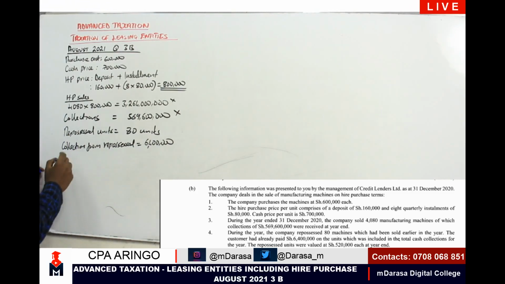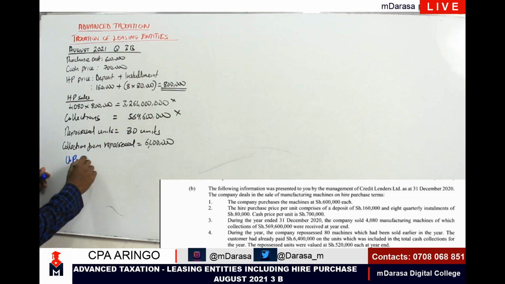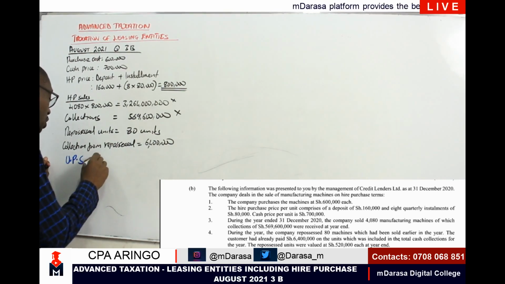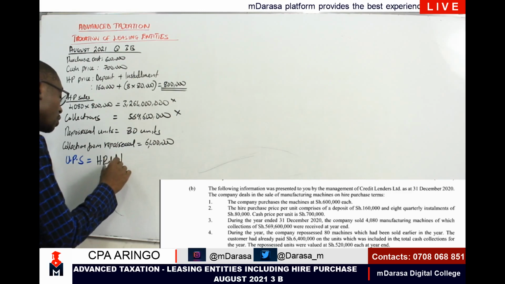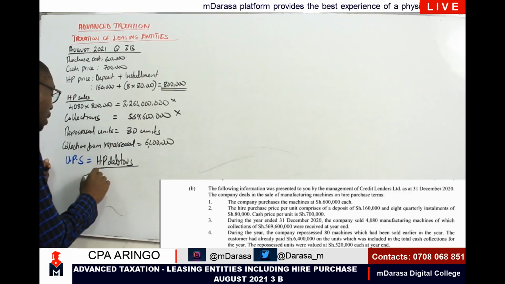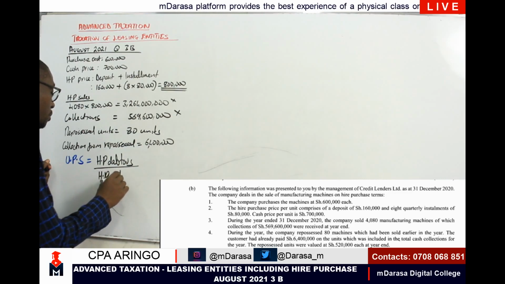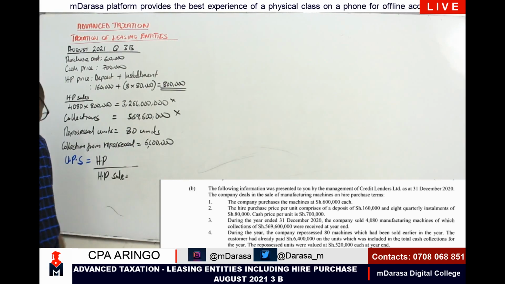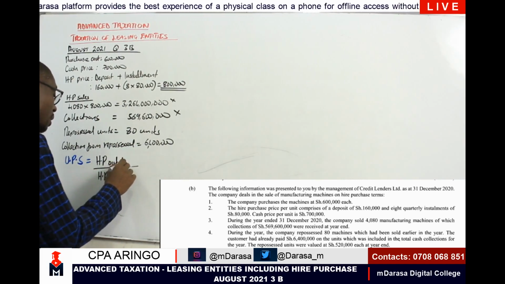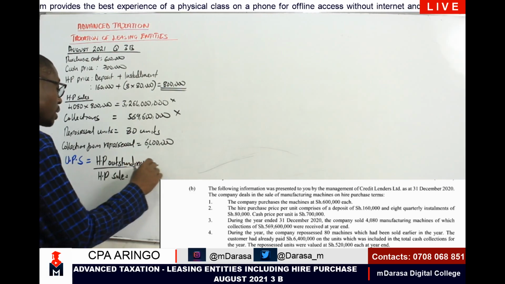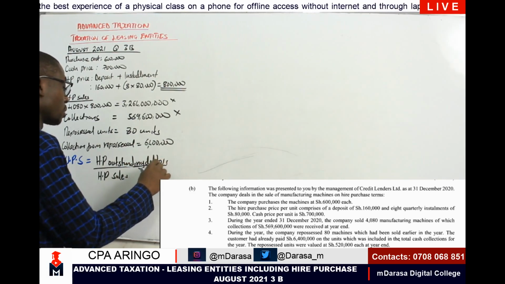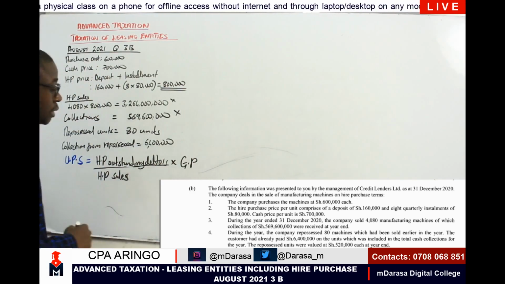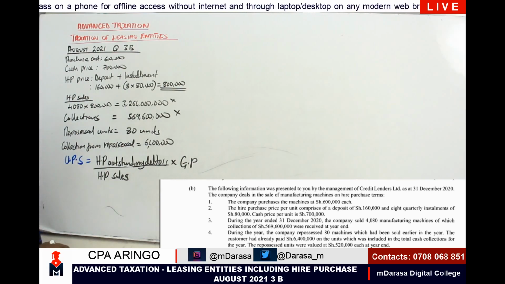That will be very simple, because our UPS, unrealized profit on these sales, we should be talking of our hire purchase debtors, these are hire purchase outstanding debtors. We divide by hire purchase sales, then we multiply by what? Our gross profit. Then we multiply by our gross profit.